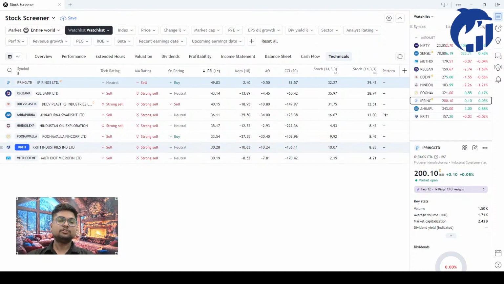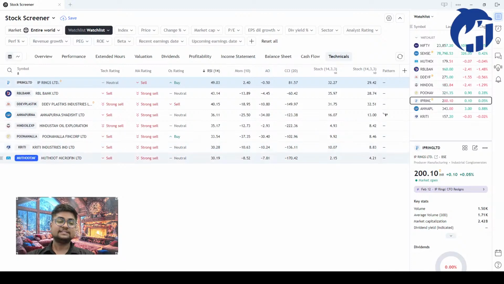It is neither in the overbought zone nor in the oversold zone as of now. It has an RSI of 49.03, the 14-day relative strength index, as compared to the last 14 days. RBL Bank has an RSI of 43.14. The volatility has been very good and the RSI has also increased as of now. DDV Plastic has an RSI of 40.15. Most of the stocks have an RSI ranging between 30 and 50, so most of the stocks are in the buying range. They're not in the overbought zone that you are fearing.